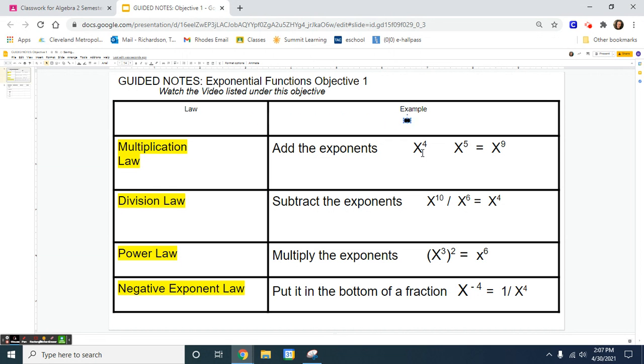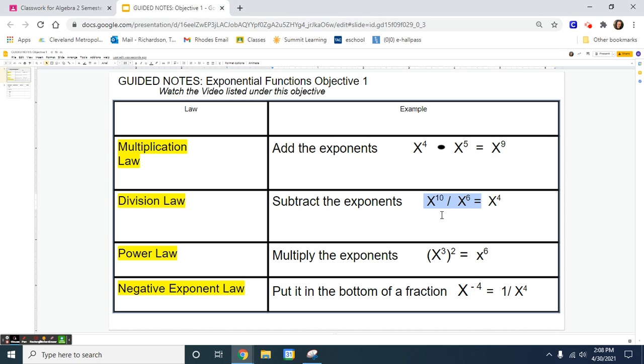Sorry, I'm adding in a multiplication sign. What that looks like is when you're multiplying two variables with exponents. If you notice here, I have x to the 4th times, that black dot that I just added is a multiplication sign, times x to the 5th. You actually don't multiply your exponents, you add them. So if you add 4 and 5, your final answer would be x to the 9th, because 4 plus 5 is 9.